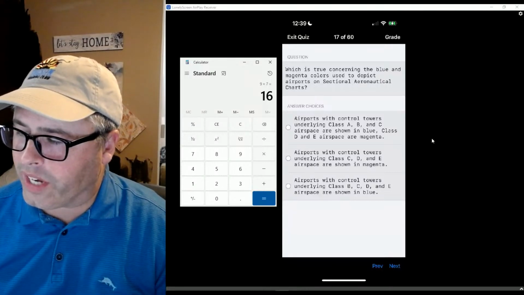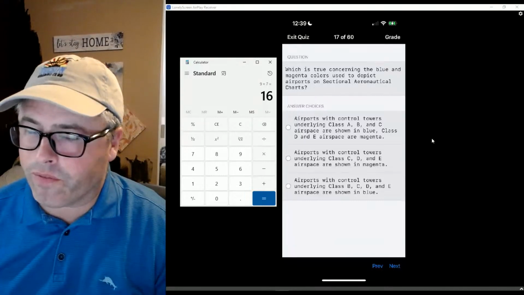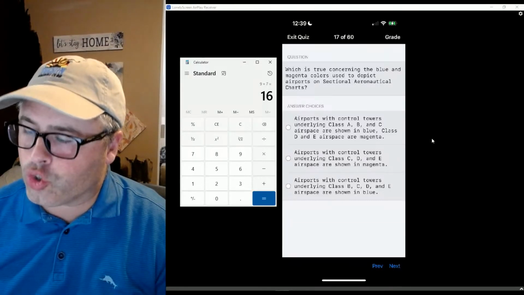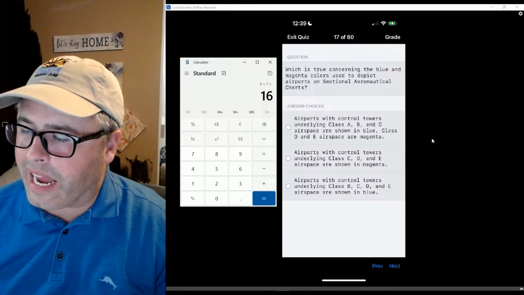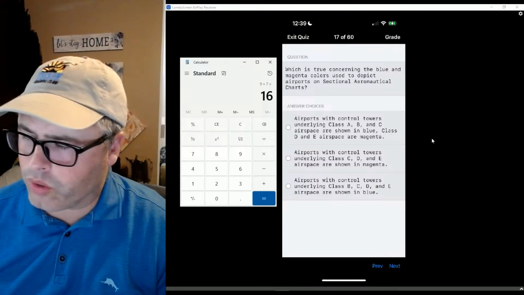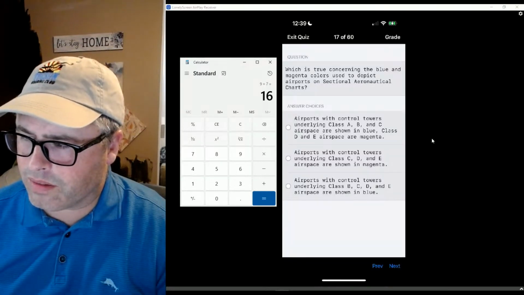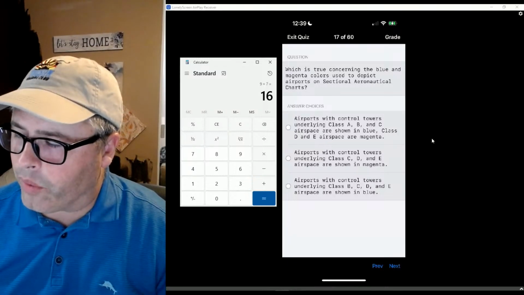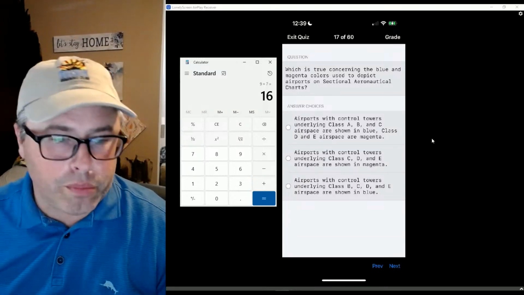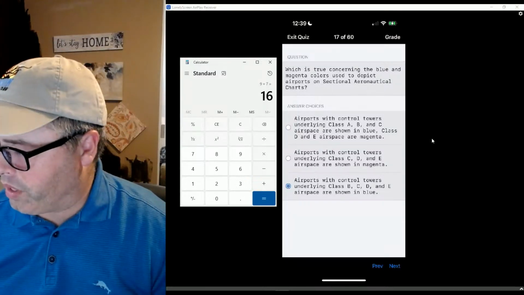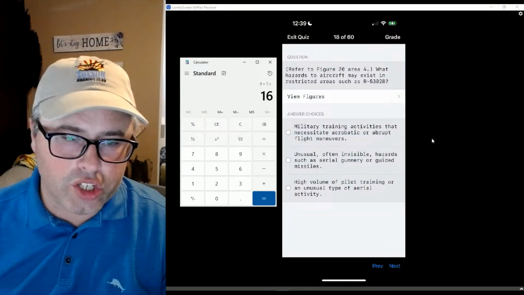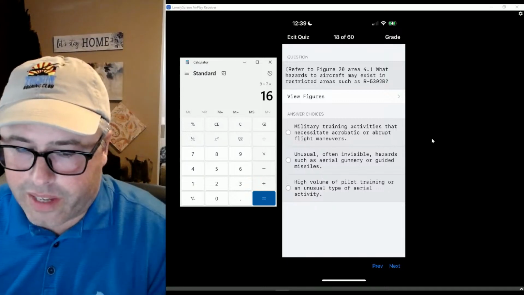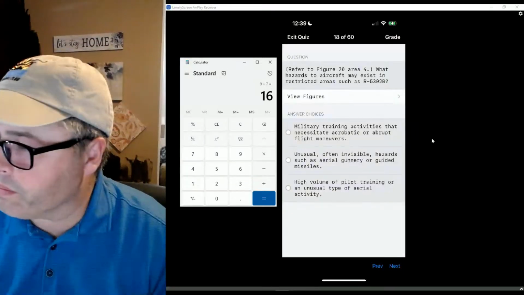Airports with control towers underlying. You can even forget that underlying thing. Just shorten that sentence. It's true that it is under class B, C, and D, but that's always true. This is always true, A, B, C, D, and E. This is everywhere. Airports with control towers are shown in blue. Number 3. They're trying to trick you by making you think about airspace, and that is not what it's about.